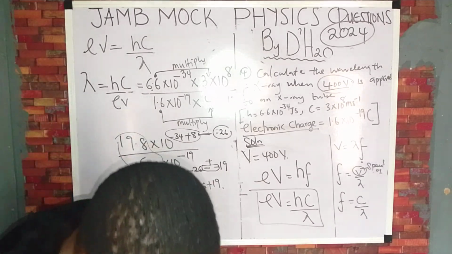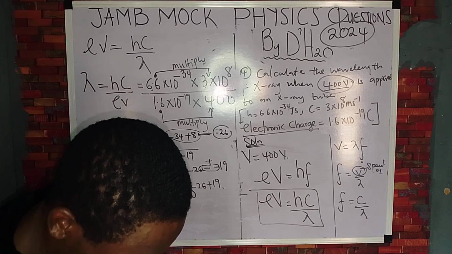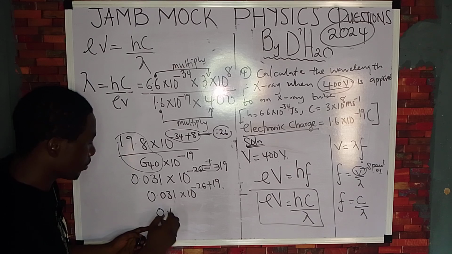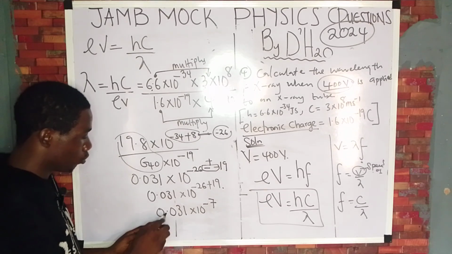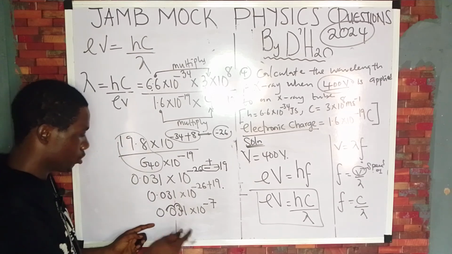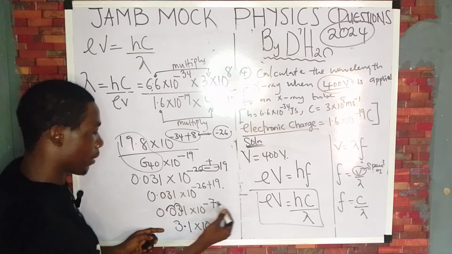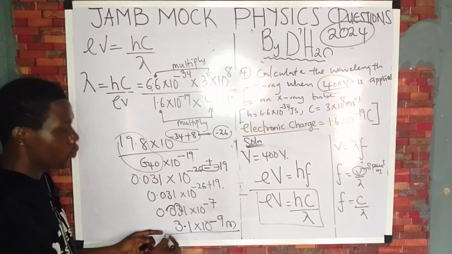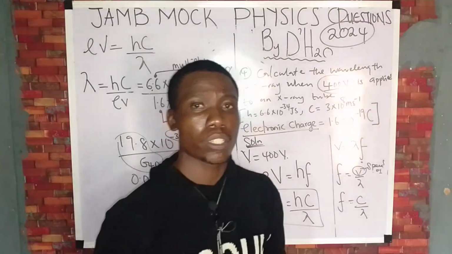Let's quickly do that. Minus 26 plus 19 gave us minus 7. So you have 0.031 times 10 raised to the power minus 7. So what do we quickly do? We move our point from here to here. So you have moved 1, 2, that's 2 times. So you have 3.1 times 10. If you move this way, you have to increase the negative number. So you have minus 9 meter. So this is the wavelength of the X-ray when 400 volt is applied to the X-ray tube.